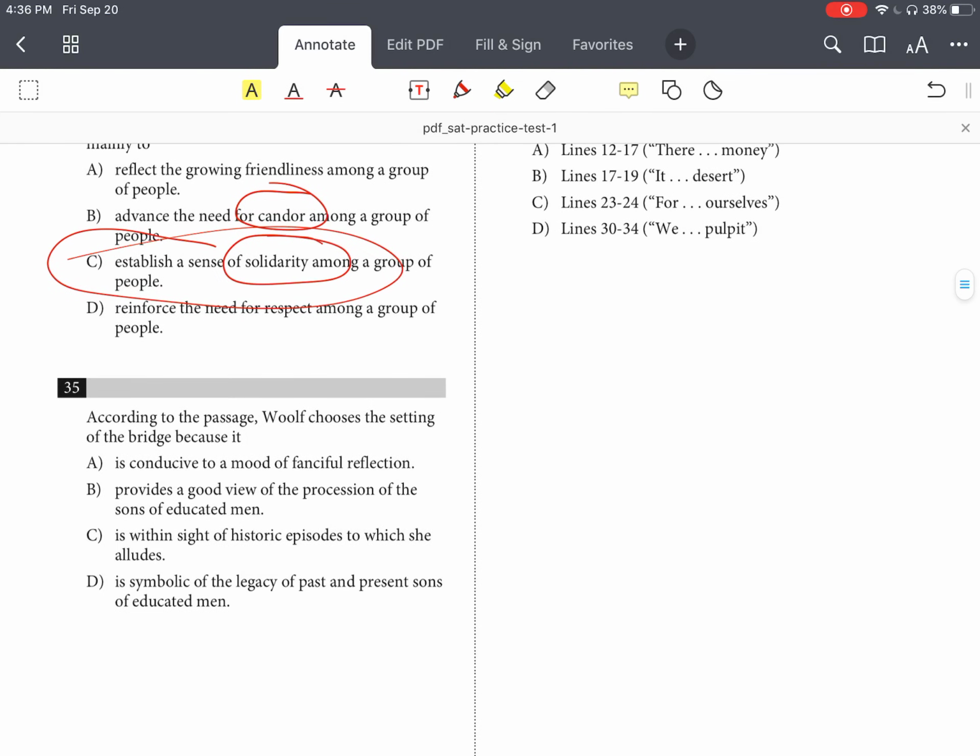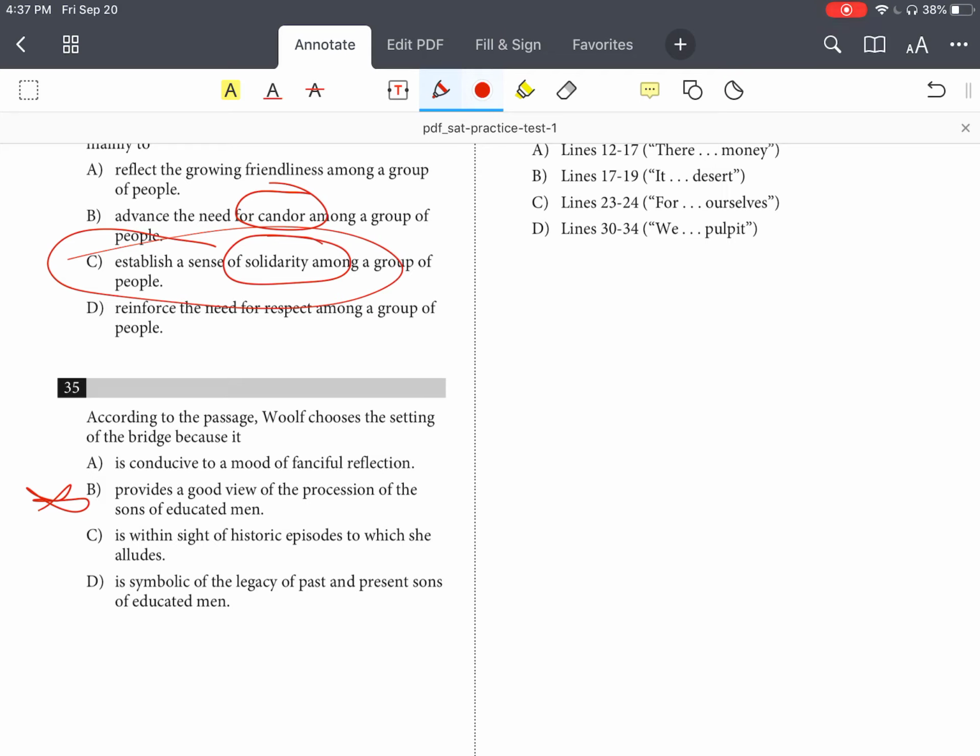35. According to the passage, Woolf chooses the setting of the bridge because it, A, is conducive to a mood of fanciful reflection. Fanciful reflection is irrelevant in this passage. B, provides a good view of the procession of the sons of educated men. B seems too specific, but let's just put a little mark there. C is within sight of historic episodes to which she alludes. D is symbolic of the legacy of past and present sons of educated men.